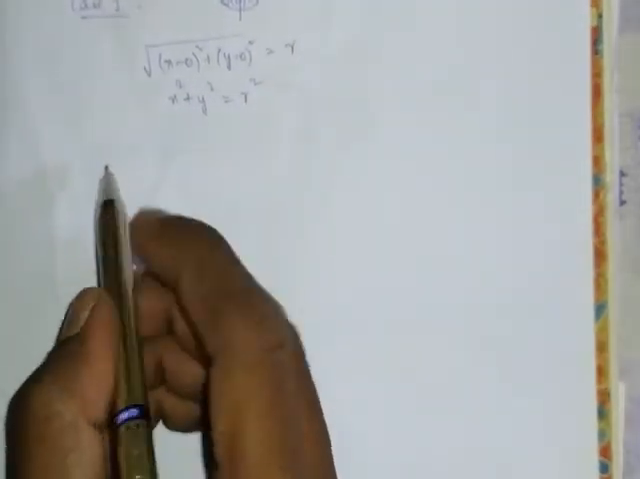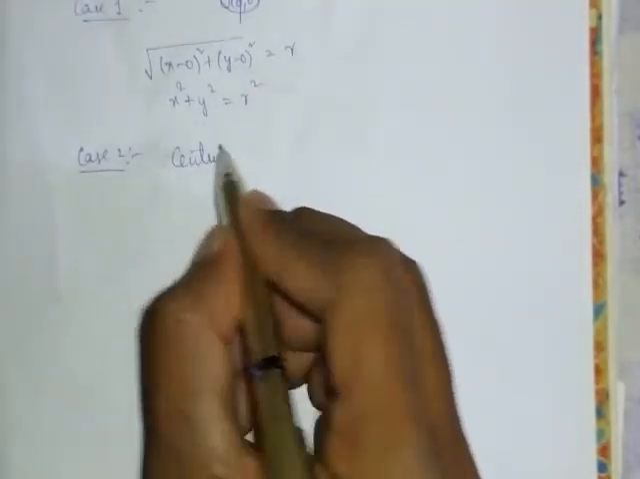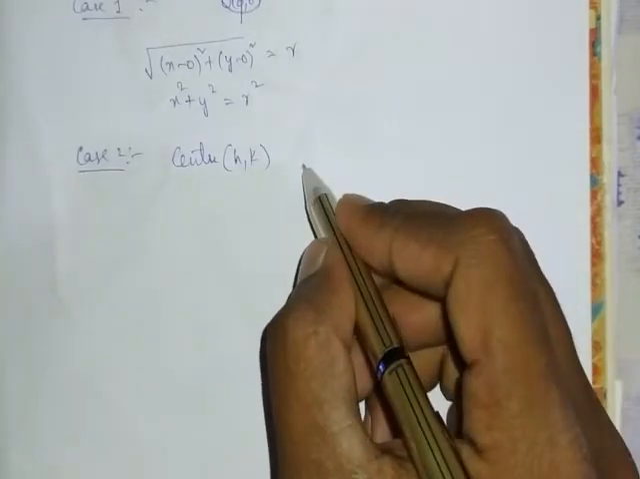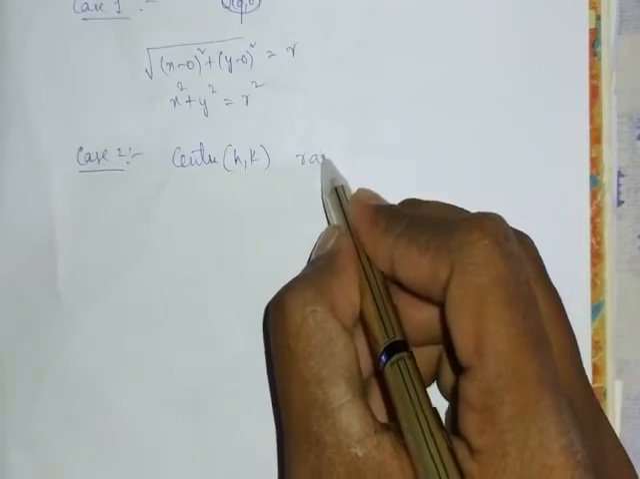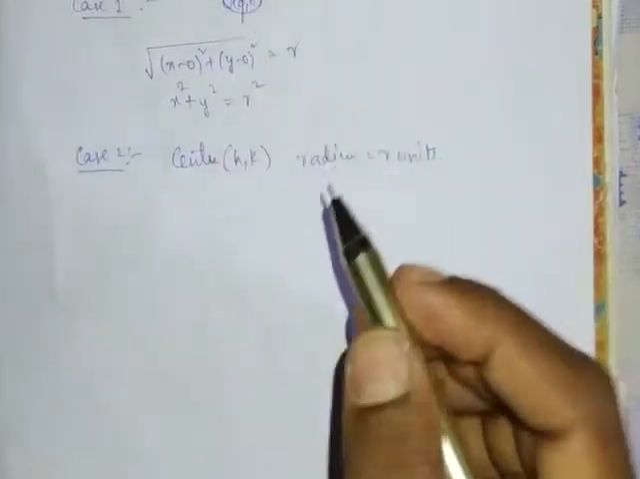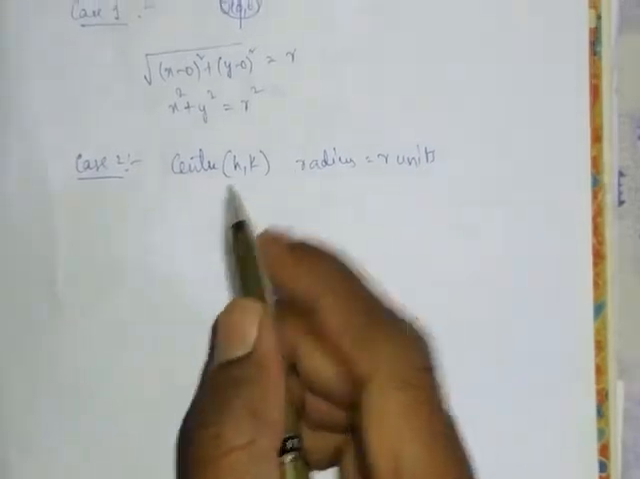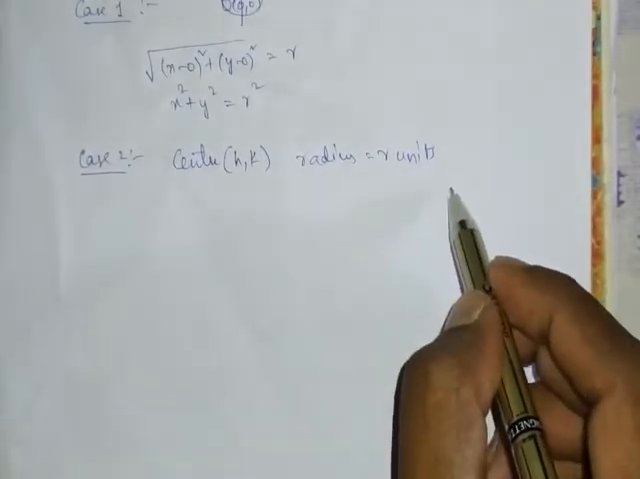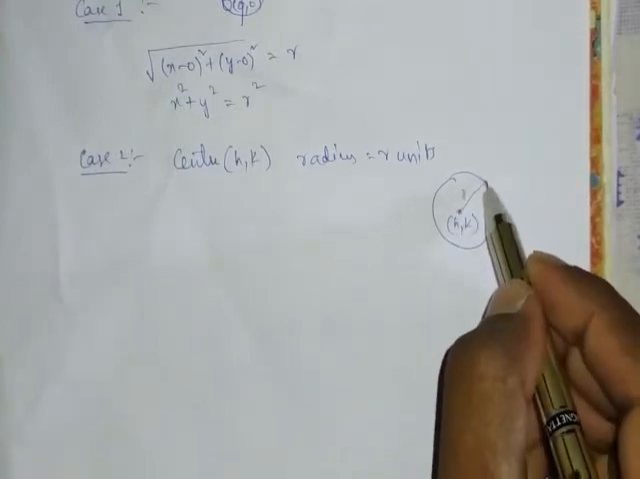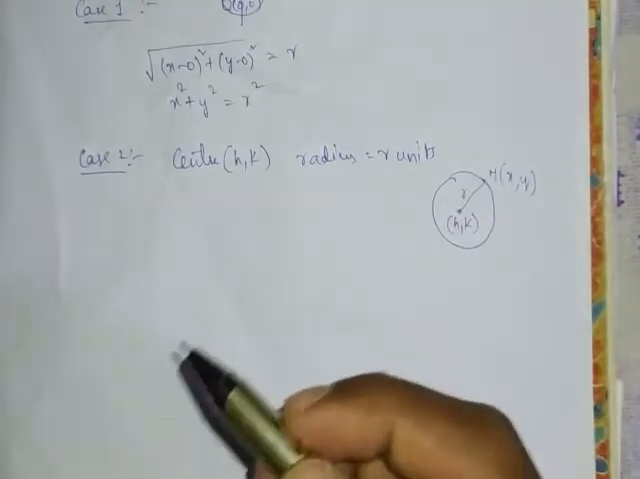Now we have case 2. Let us assume the circle is centered at any point h comma k, and the radius is r units. Before, it was centered at the origin, and now it is not; it is centered at some other point h comma k. So this is the circle, this is the center h comma k, this is r, and this is any point M with coordinates x comma y. Let us see the equation of this circle.